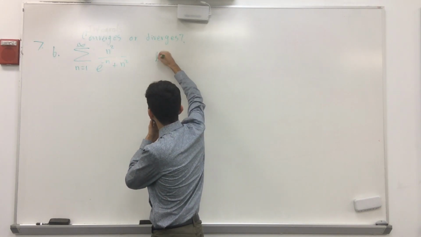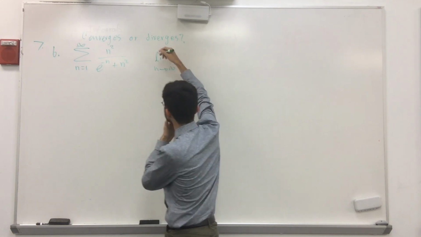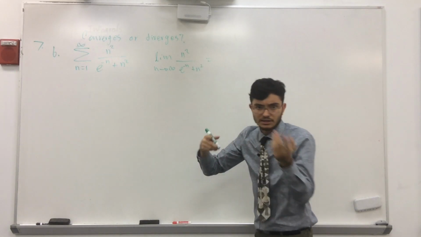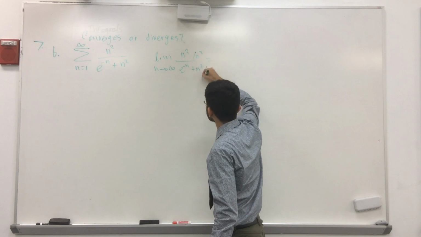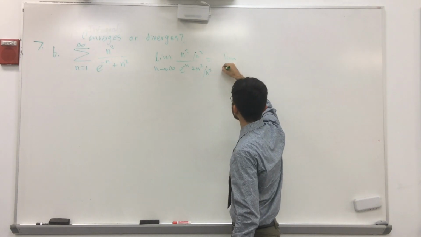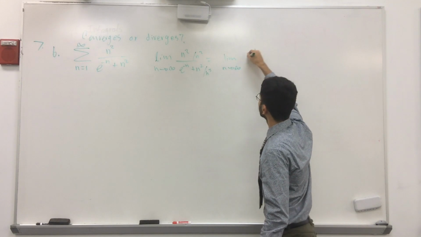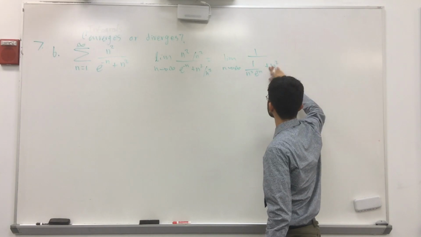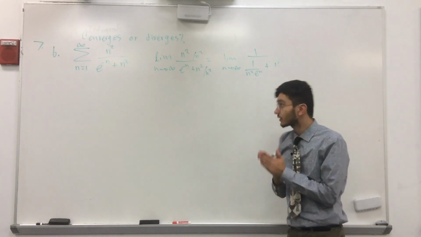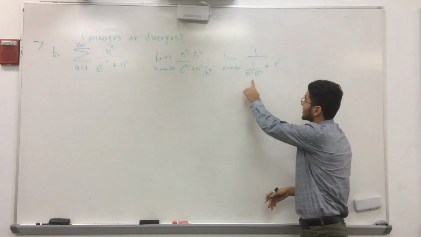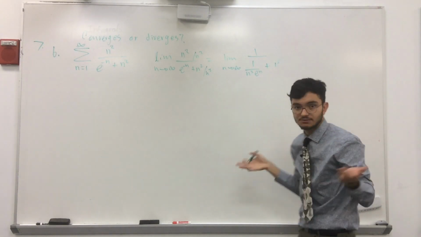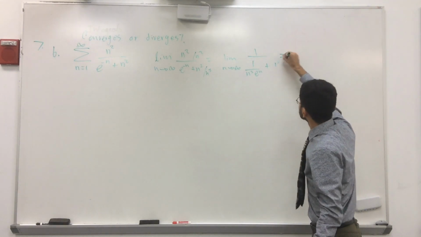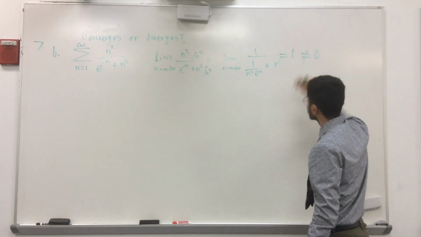So let's take the limit as n goes to infinity of the sequence, which is n squared over e to the negative n plus n squared. We can use that old trick, divide by n squared on top and bottom, and we have the limit as n approaches infinity of 1 over n squared e to the n plus 1, which is n squared over n squared. The first term clearly approaches 0, since 1 over infinity times infinity is 1 over infinity, which is 0. And that's just 1 over 1, which equals 1, which is not equal to 0, which means that this diverges.